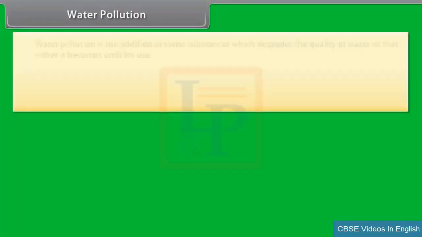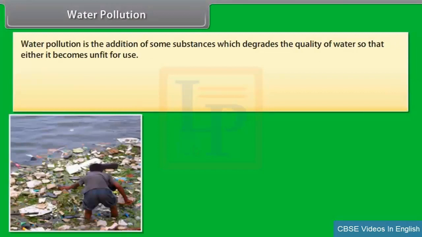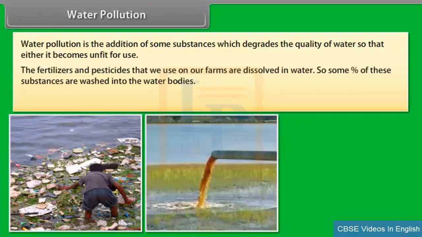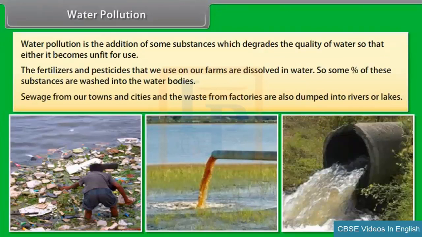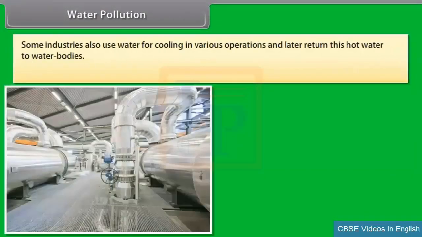Water pollution is the addition of some substances which degrades the quality of water so that it becomes unfit for use. The fertilizers and pesticides that we use on our farms are dissolved in water, so some % of these substances are washed into the water bodies. Sewage from our towns and cities and the waste from factories are also dumped into rivers or lakes. Some industries also use water for cooling in various operations and later return this hot water to water bodies.